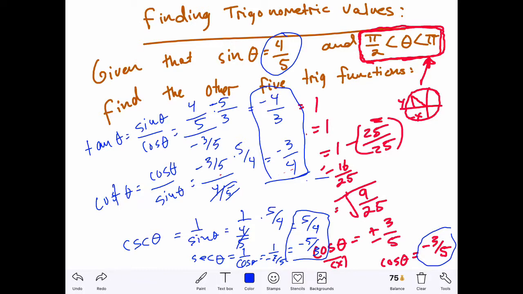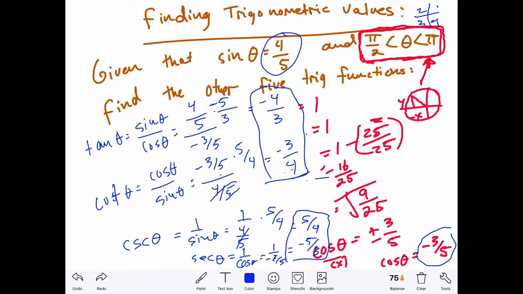Keeping in mind that when I get another value, I have to think about what quadrant I'm in. In this case, if I'm less than pi but greater than pi halves, I must be in the second quadrant. Remember, 1, 2, 3, 4. And in the second quadrant, cosine is negative, sine is positive. Thinking about where you are is going to help you give it the correct sign.